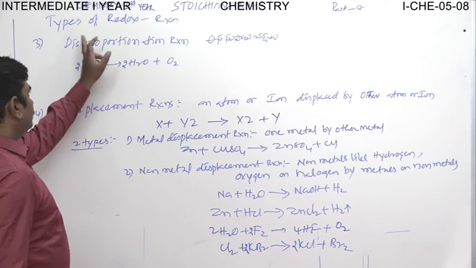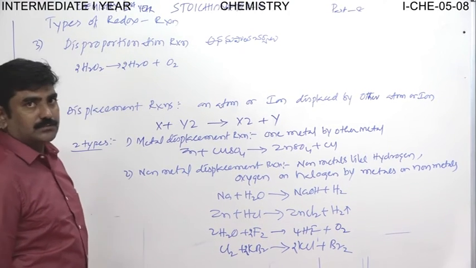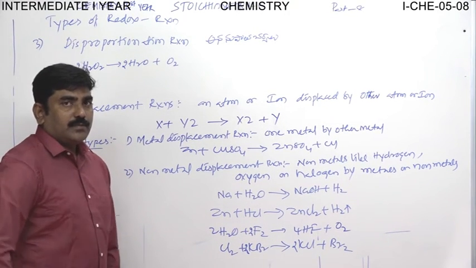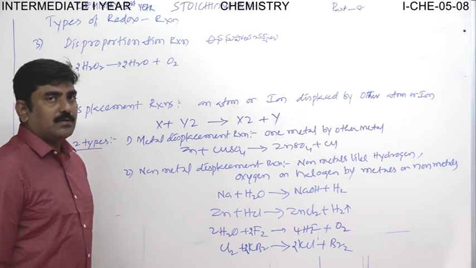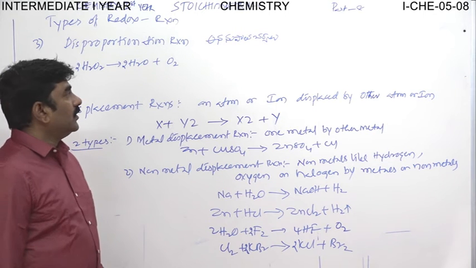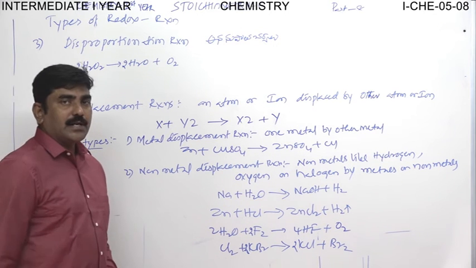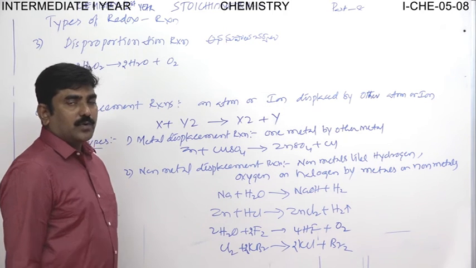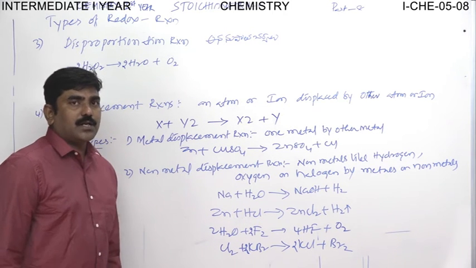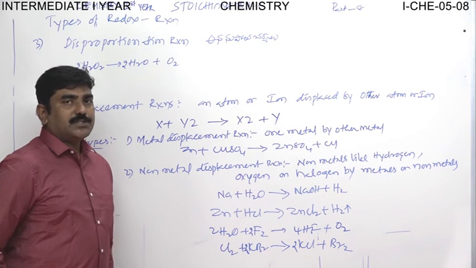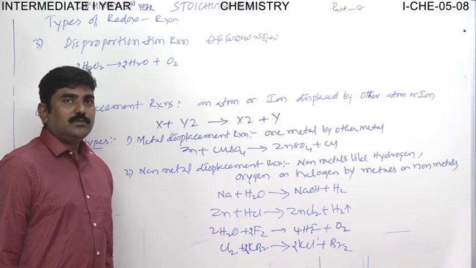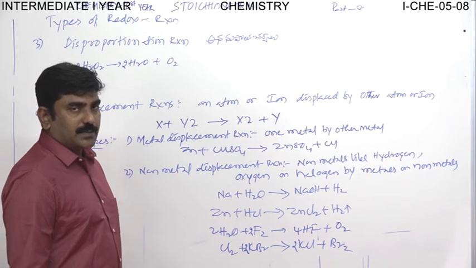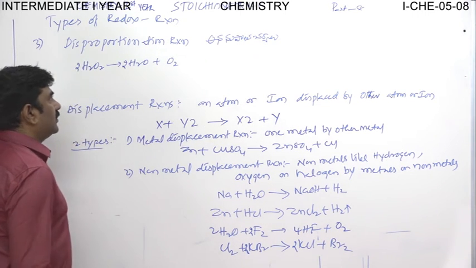So the third type is disproportionation reactions. The same element undergoes oxidation and reduction. That type of reaction is called a disproportionation reaction. If the same element takes part in oxidation and reduction, what do we call such reactions? Disproportionation reactions.